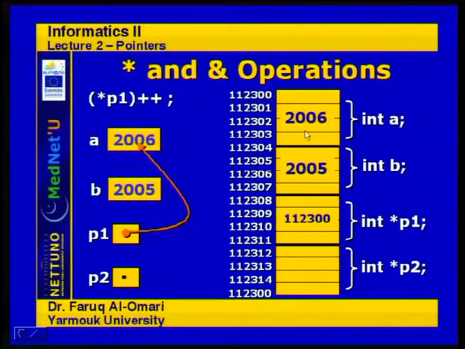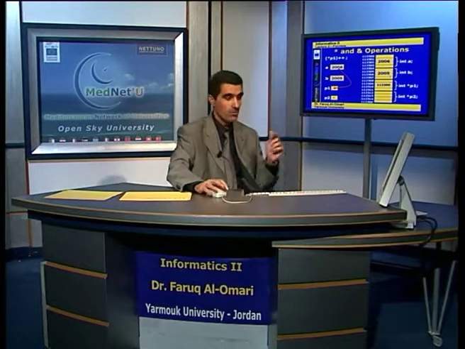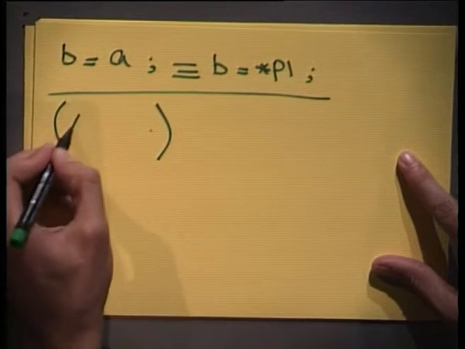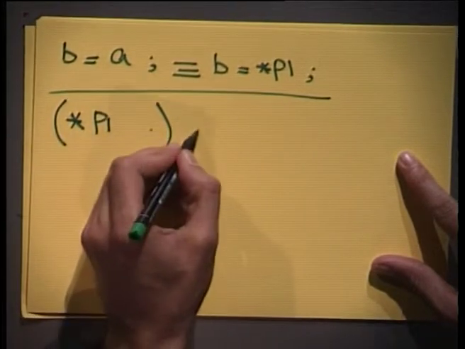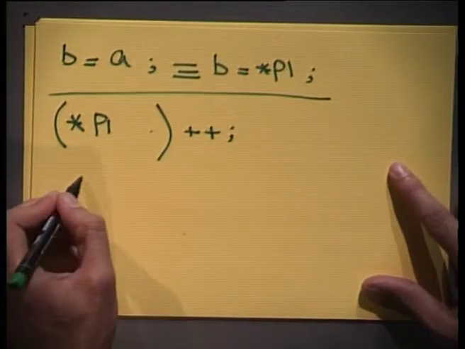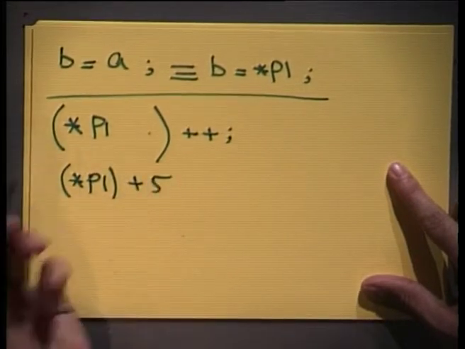So when I do this, the value in here is going to be 2006 rather than 2005, which was there a second ago before we do this. Okay? However, when I do this, of course, this location is not going to be altered. It's not going to be changed because simply I did not touch this location. Okay? So I have to put the parentheses, and I have to say parentheses, parentheses, star P1 plus plus or whatever. Or I can say like star P1 plus 5, let's say.